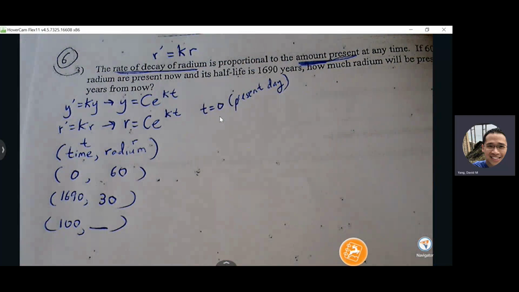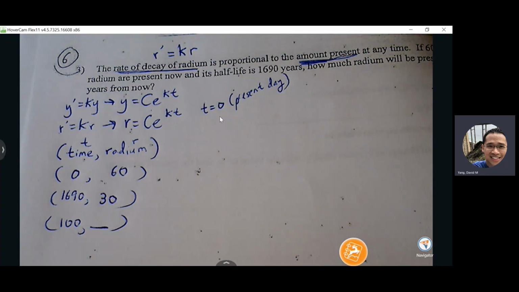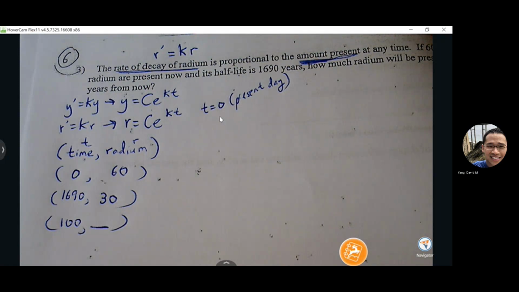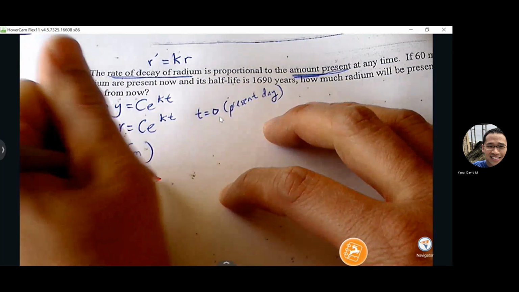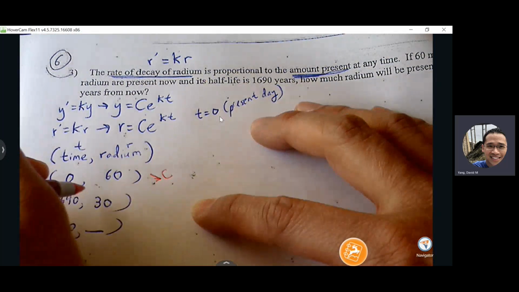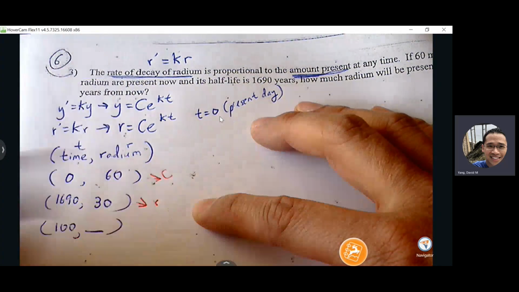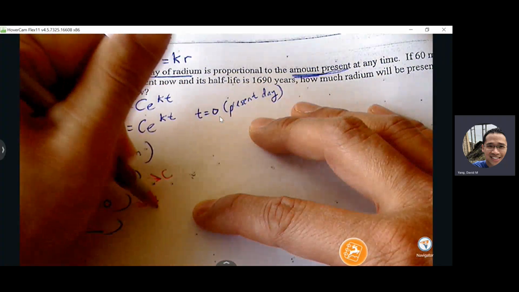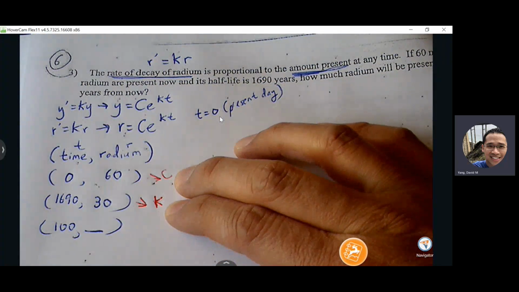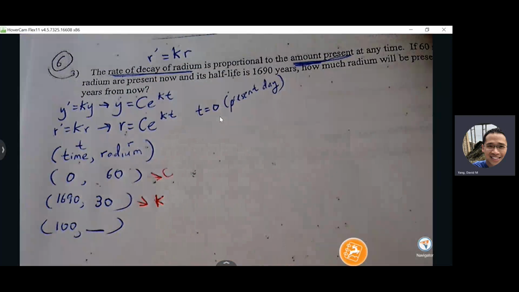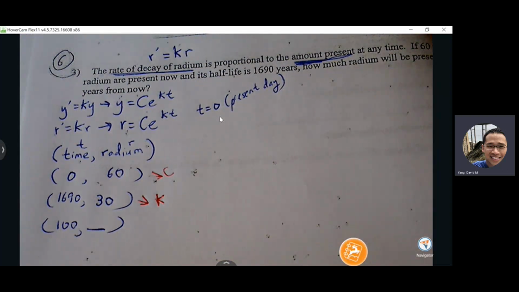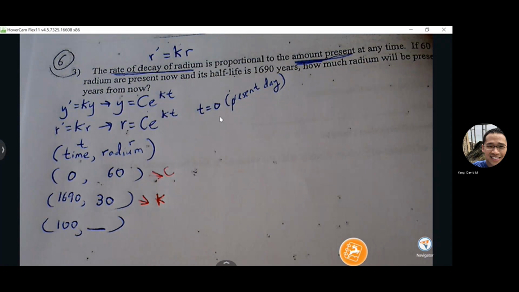So all this information is provided because we have all these missing variables or missing information that we need to fill in. So the 0 and 60 is going to be useful to help us solve for C. The 1,690 and 30 is going to be useful to help us solve for K. And then once we have our missing information filled in, then we can use the final piece to help us make a prediction as to how much radium is present 100 years from now.